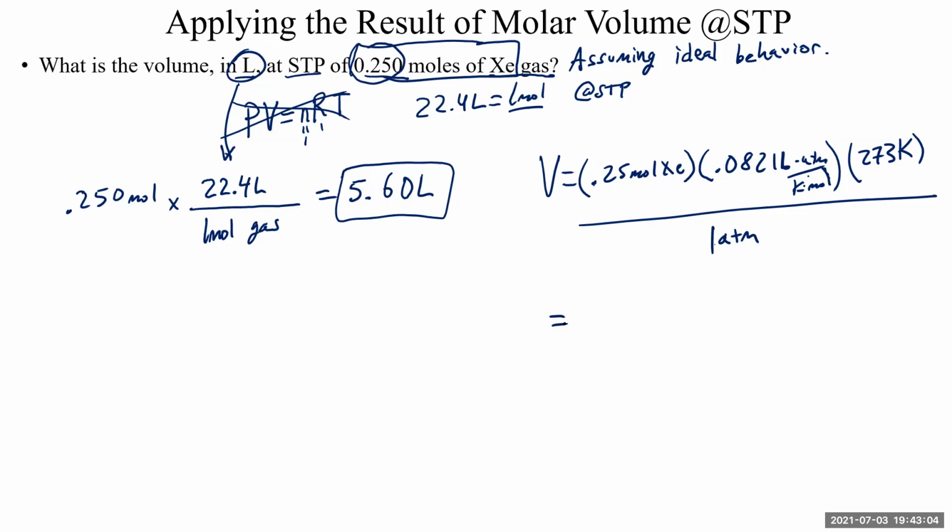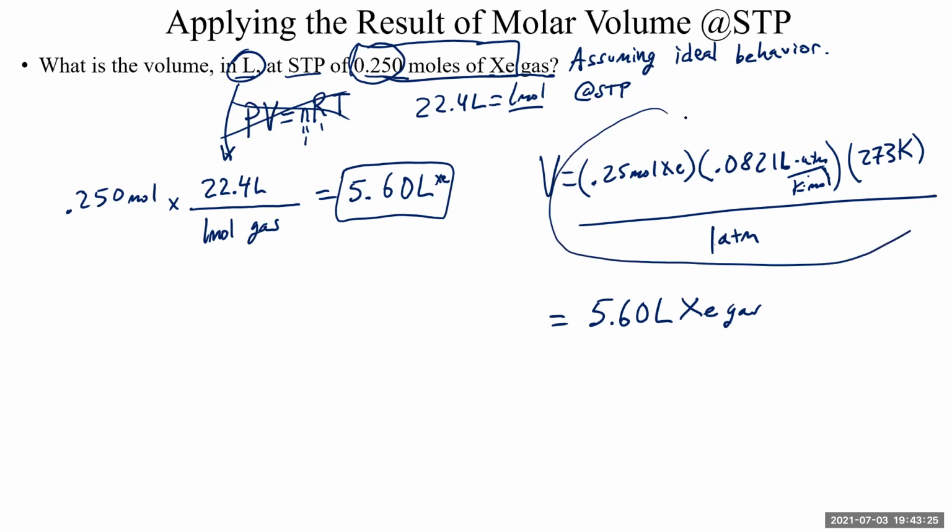Let's hope, right? 0.25 multiplied by 0.0821 multiplied by 273. That gets us to 5.6 liters of xenon gas. Oh, and I should have probably put xenon up here. All right. So you see, they give you the same thing because you've already, in essence, done this calculation. We did it for 1 mole, but now you're just multiplying that 1 mole times 0.25.